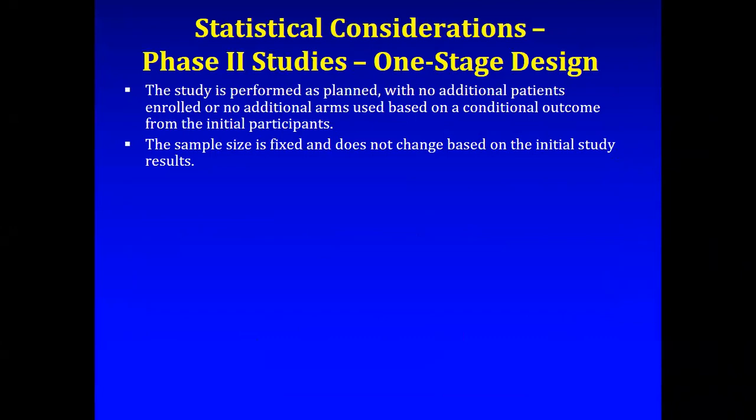So when I refer to a one-stage phase 2 design, the sample size is fixed, and there's not a conditional patient group or a conditional outcome that we're looking at. We just design the study, do the study as planned, and then do the data analysis. And that's that.